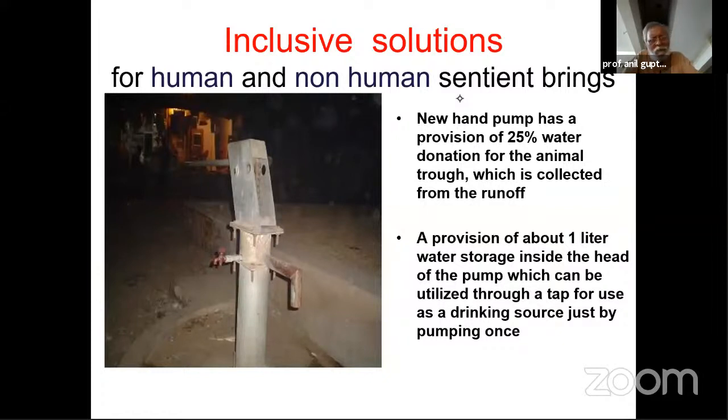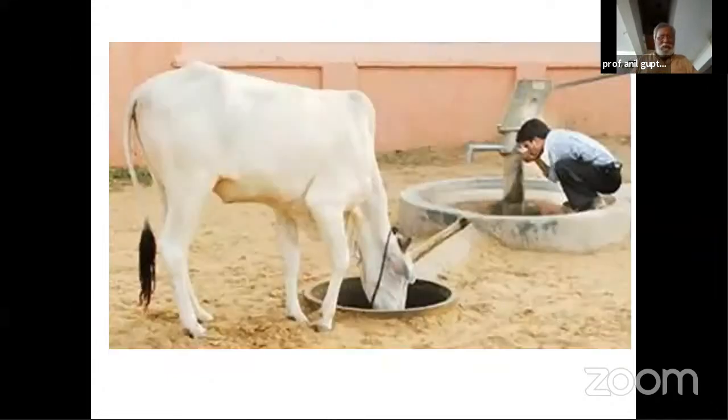And they made a retrofitting device of 100 rupees, which had a small pipe, a small tap for drinking water, and a bigger one for filling the bucket. And if some water still spills over, then cattle can drink it. See the point? So inclusivity is not just for human beings. Also non-human sentient beings, for birds, for squirrels, for animals, they also have to be included in the development process.